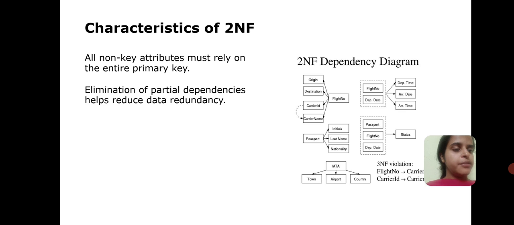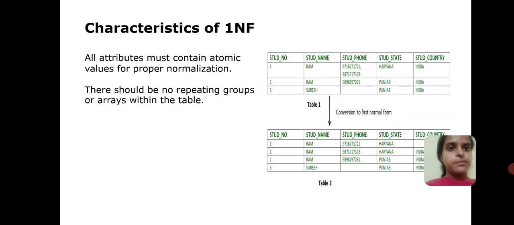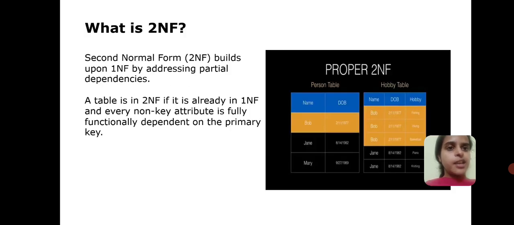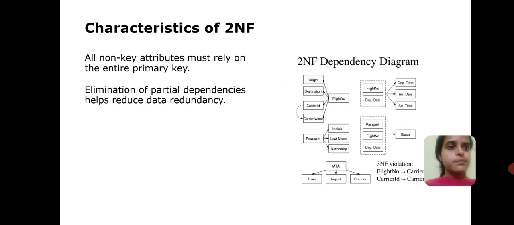In 2NF you can see that all non-key attributes must rely on the entire primary key. And in 1NF you can see that all attributes must contain atomic values. If a table is said to be in 2NF, it should compulsorily follow the 1NF rules. If a table is said to be in 3NF, it should always follow the 2NF and 1NF properties.